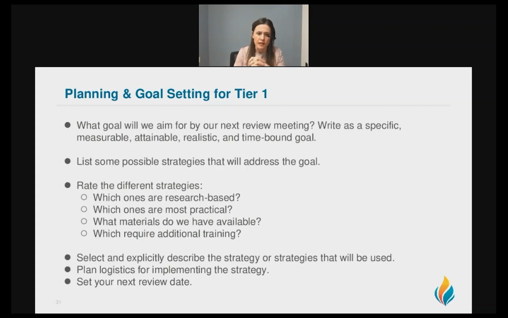after the universal screening. And again, selecting and explicitly describing the strategy is really important, because sometimes we just loosely say what we're going to do and then we don't follow up. So being as specific as we can is really important. Again, planning out the logistics. Is there a need for us to purchase something? What additional follow-up items do we have to make sure that we're actually implementing that strategy? And then, of course, we need to determine at this point, when are we going to sit back down as a team and review the next set of data so that we can review the goal and our progress toward that goal at the universal level.